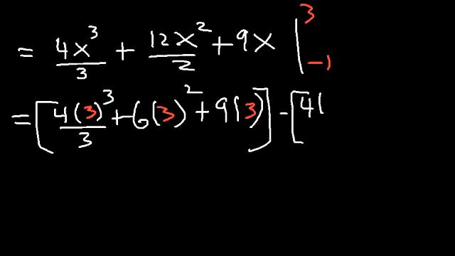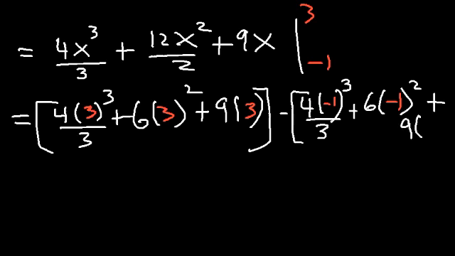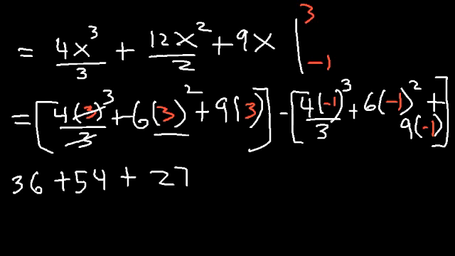And now let's plug in negative 1. Now we could cancel a 3. So instead of being 3 to the third, it is now 3 squared. 3 squared is 3 times 3, which is 9, times 4 is 36. Here we have 3 squared, which is 9, but times 6, that's 54. And 9 times 3 is 27.